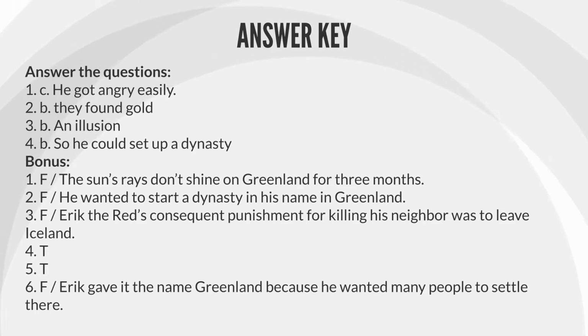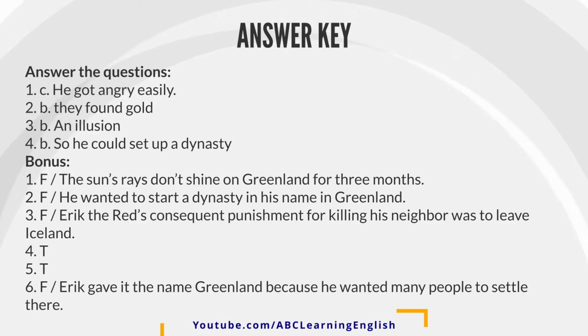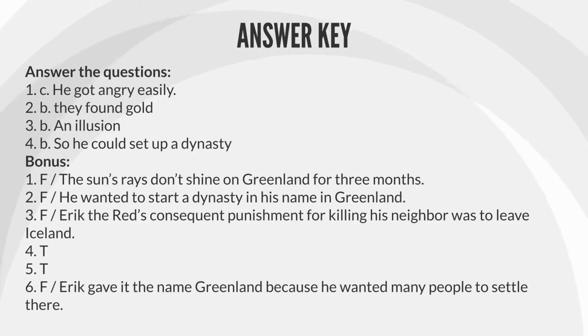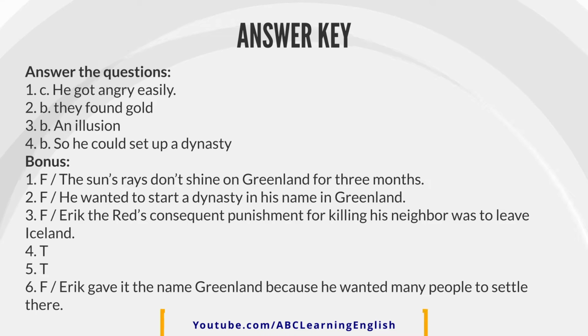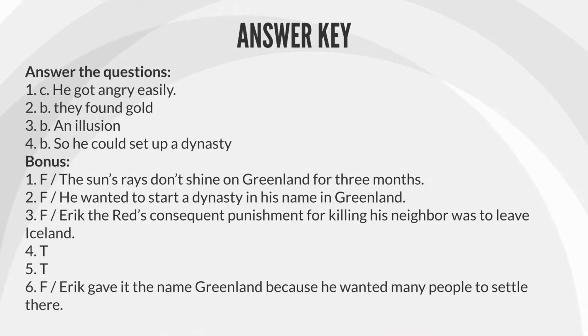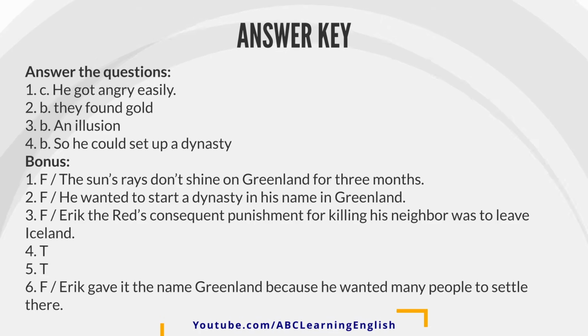Bonus. 1. F. The sun's rays don't shine on Greenland for 3 months. 2. F. He wanted to start a dynasty in his name in Greenland. 3. F. Eric the Red's consequent punishment for killing his neighbor was to leave Iceland. 4. T. 5. T. 6. F. Eric gave it the name Greenland because he wanted many people to settle there.